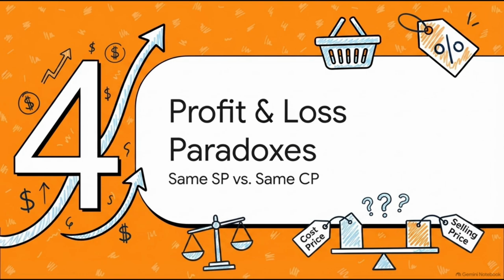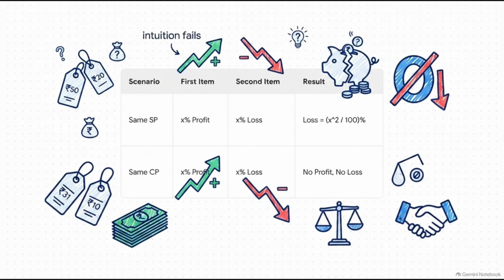Part 4, Profit and Loss Paradoxes. Same selling price versus same cost price. All right, this is where human intuition totally fails us and the math reveals a major trap. What happens when two items are sold under seemingly identical conditions, but you get completely opposite results?